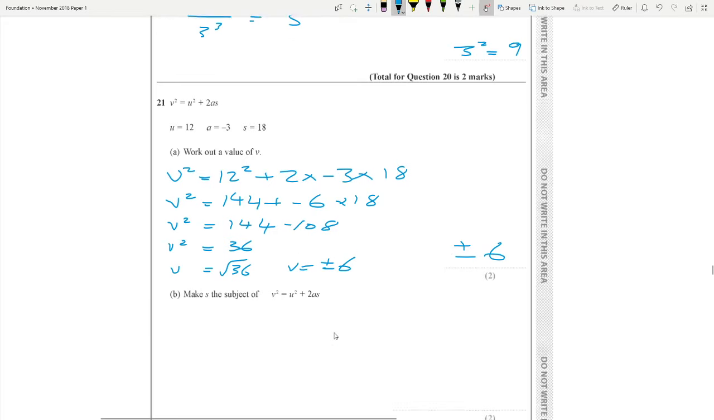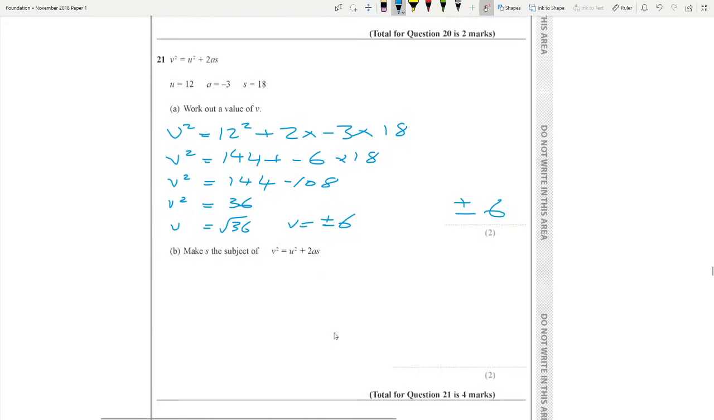Okay, part B. Again, if there are any questions on that one, let me know. Part B, make s the subject. So here we need to rearrange. We've got v squared equals u squared plus 2as. Notice your s is locked in all the way here. So we want to rearrange this equation and make s the subject, so that s is by itself.